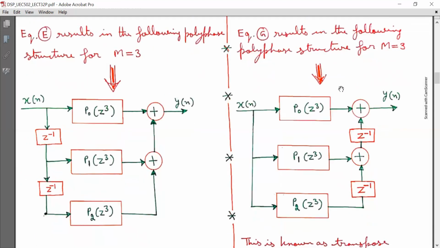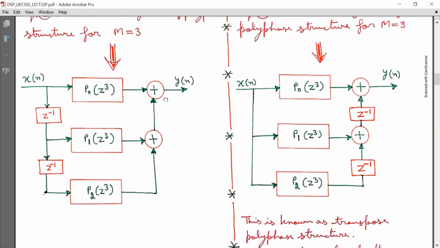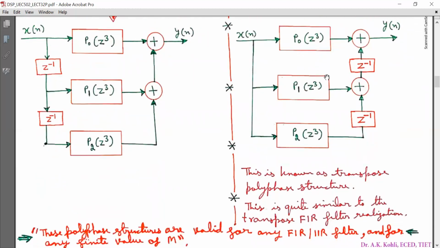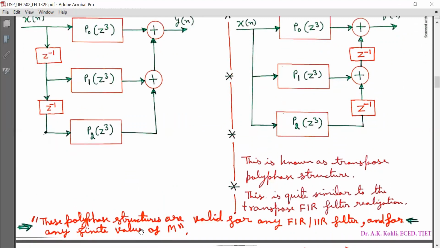So these two equations E and G are giving output y(n), but the difference is in their structure. The structure based on equation G is known as the transverse polyphase structure. This is quite similar to the transverse FIR filter realization. These polyphase structures are valid for any FIR or IIR filters and for any finite value of M.